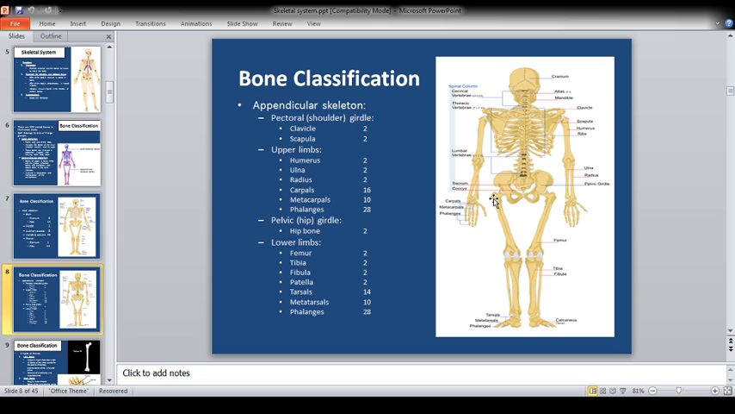If we move towards the lower limb, in the pelvic girdle, there is one large hip bone on each side. Then comes the femur, a single femur on each side, one tibia and fibula, then one patella. The patella is here in front of the knee joint. The other arrangement is kind of the same as that of the hand. There are 7 tarsals on each side, 5 metatarsals on each side, and 14 phalanges on each side. So if we tally that, all of that would total into 206 bones in total.